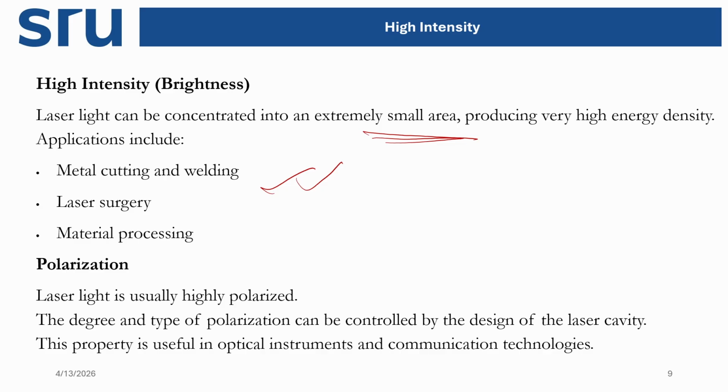Polarization means light in a particular direction, and the degree of polarization is controlled by the laser cavity. In a light there is an electromagnetic field in a particular direction. When the electromagnetic field is in one particular direction, we call it highly polarized. If the direction changes in different ways, it is called non-polarized light. So if the electric field moves in a particular plane, that is highly polarized light. These are the properties of the laser.